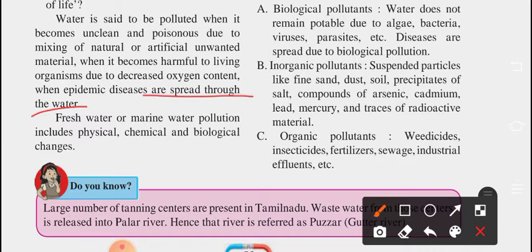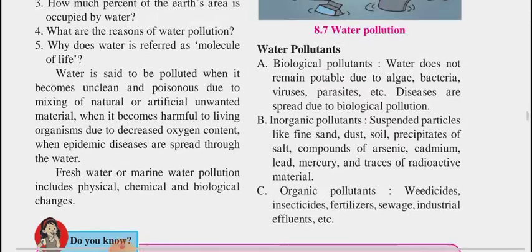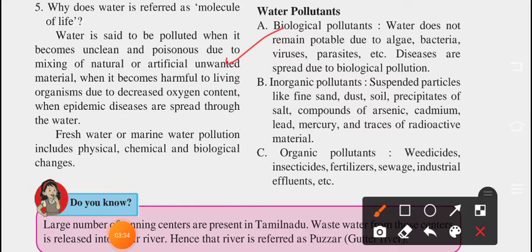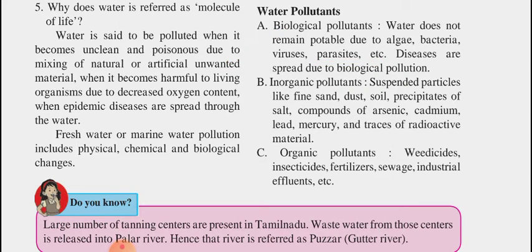Afterwards, freshwater and marine water pollution includes physical, chemical, and biological changes. So water pollutants, point number 1, is biological pollutants. Water does not remain potable due to algae, bacteria, viruses, parasites, etc. Diseases are spread due to biological pollution. So how does biological pollution happen? Due to algae, bacteria and all. These enter the dirty water, and this is biological pollution.